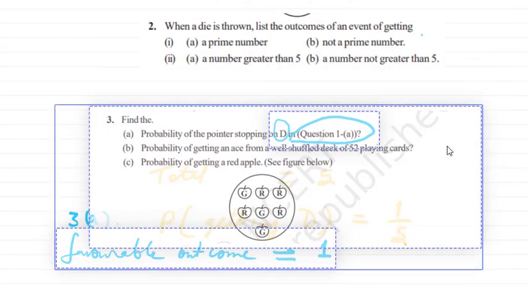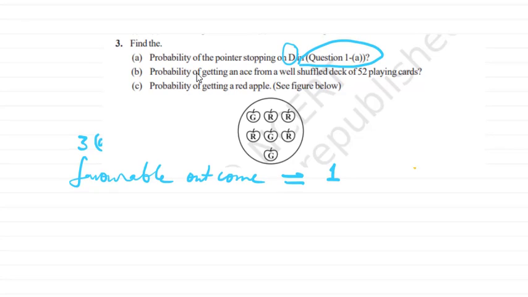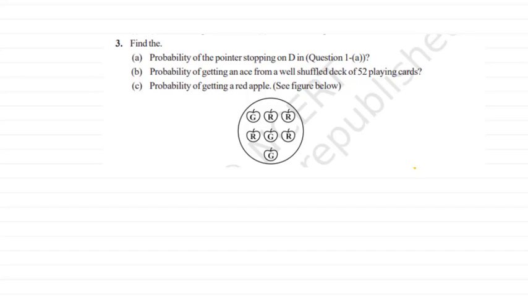Now let's see another question. In the next question we have the probability of getting an ace from a well shuffled deck of 52 cards. Now in the questions of cards, the first thing that is very important is to know about the cards, and I think most of you know about the cards as well. So basically what happens in a card, there are total 50.